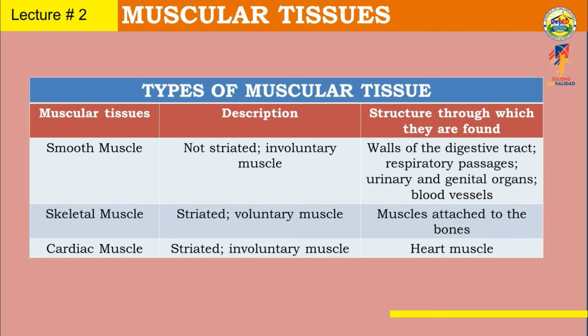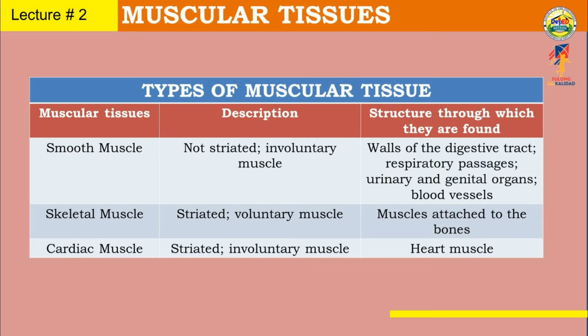Let's talk about the characteristic properties and the structures through which they are found. The smooth muscle is not striated, so it is an involuntary muscle. It is found in the walls of the digestive tract, respiratory passage, urinary and genital organs, and also in the blood vessels. The skeletal muscle is striated, a voluntary muscle, found in the muscles attached to the bones. The cardiac muscle is also striated, but an involuntary muscle, found in the heart muscle.